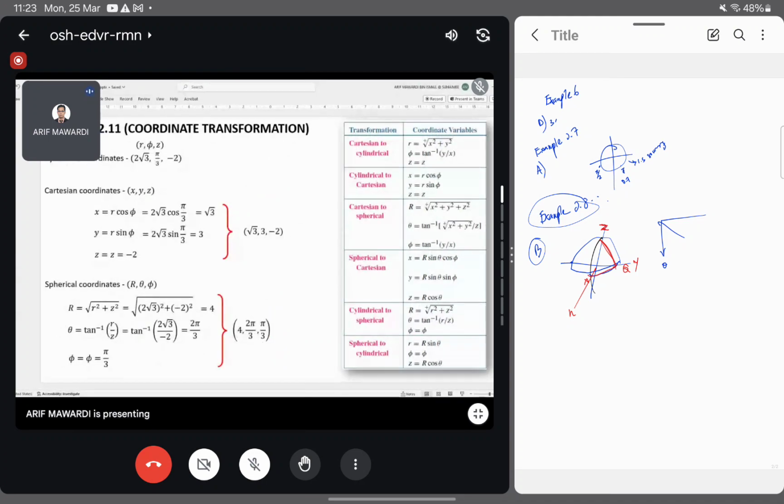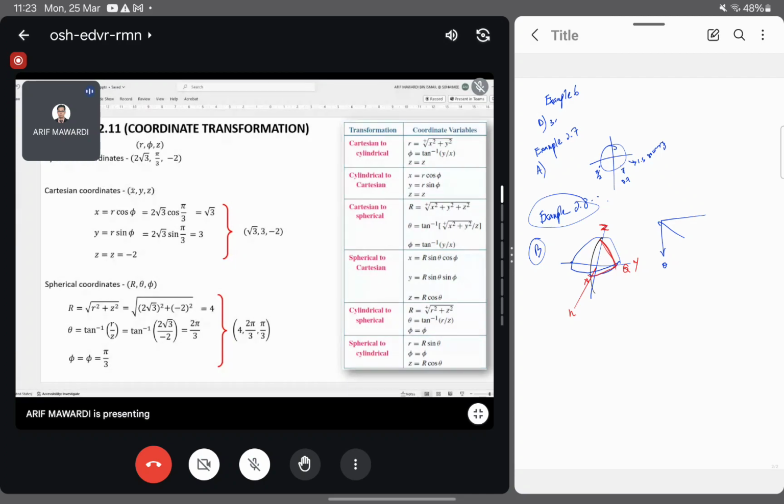Now we are given the coordinates of the point in the cylindrical coordinate system. So we are given the values for r, phi, and z. Now using these values for the coordinates in the cylindrical coordinate system, we want to determine the values for the coordinates of the point in the Cartesian coordinate system.